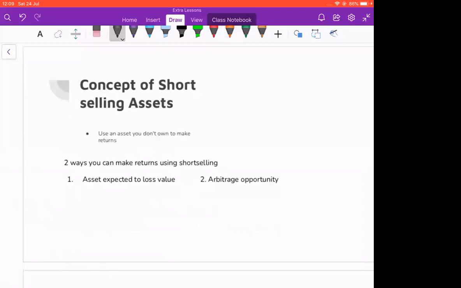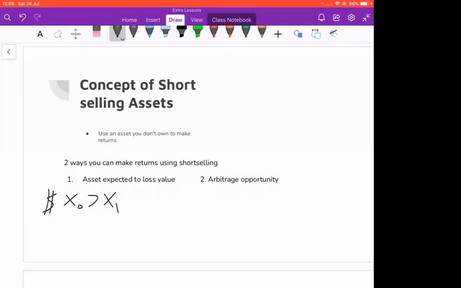Let's say the cost x0 is greater than the cost x1. If this is the case, then you are going to short sell. You sell this asset for x0 dollars, and then you have that money. At the end of the time, you buy it back at x1.